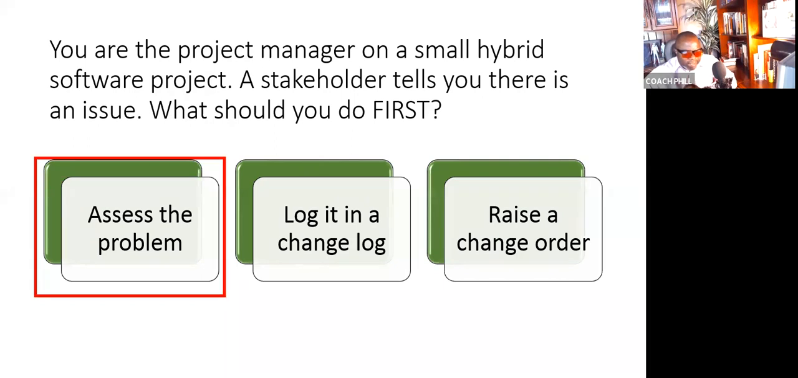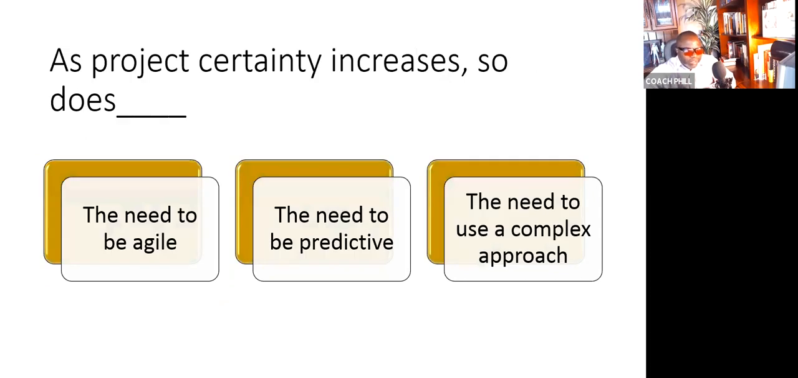The question says a stakeholder tells you, this is verbal. What you should do first is, of course, go through logging it into an issue log, not a change log. You wouldn't raise a change order. You wouldn't log it in a change log. So the best option in what you've been given is to assess the problem. Next question. As project certainty increases, so does.